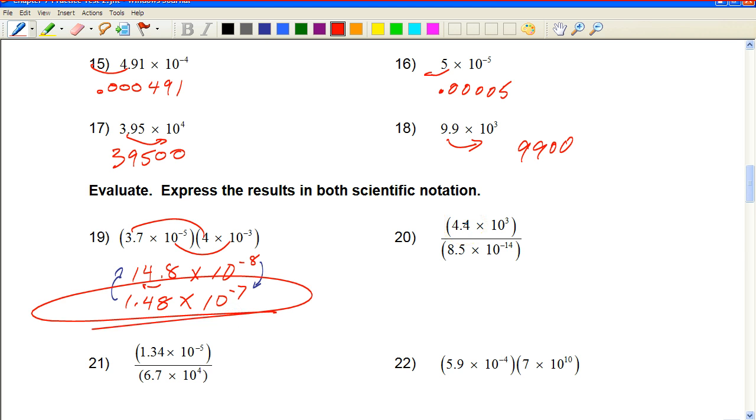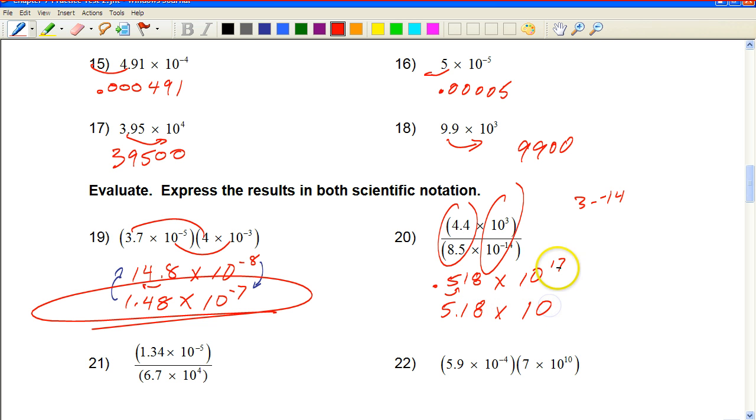So we're going to do 4.4, we're going to divide these and then divide these and write that. 4.4 divided by 8.5 is 0.518 about times 10. And we're going to do 3 minus negative 14, which is going to be positive 17. But then we have to move this once to the right. If we move it to the right, we're going to move that down.